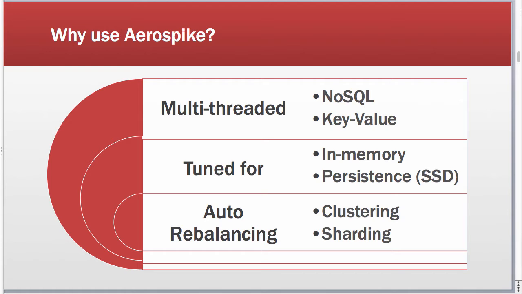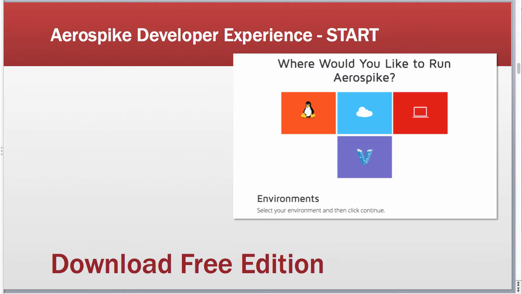So the key points for my customers' use cases are that Aerospike is multi-threaded, it's a NoSQL store, it implements key value, it's tuned for both in-memory and persistence using SSDs, and very importantly, it has a powerful auto-rebalancing feature that circumvents the typical complexity that's associated with NoSQL clustering and sharding, and we'll see that in action as I show you the demos.